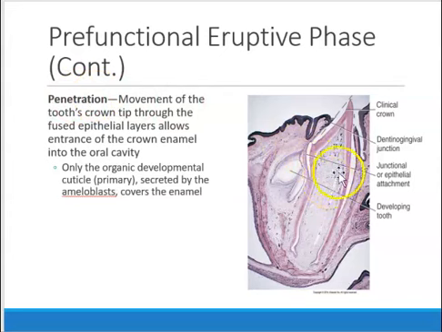Then we get penetration, where the crown is now starting to actually erupt, and it breaks that oral epithelium and comes out. So this is the crown tip, and the part that you can see clinically is known as the clinical crown. If you are looking inside someone's mouth and you see the top part of the tooth, that is your clinical crown. This whole thing is a crown, the anatomic crown, but the part that you see is known as your clinical crown.